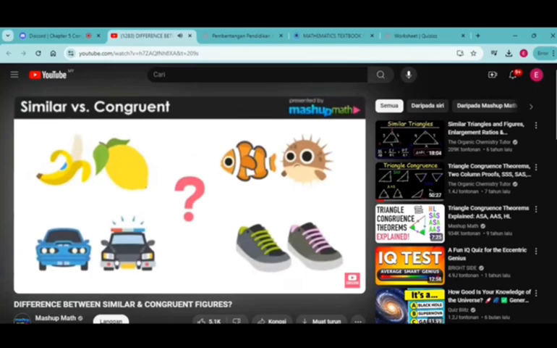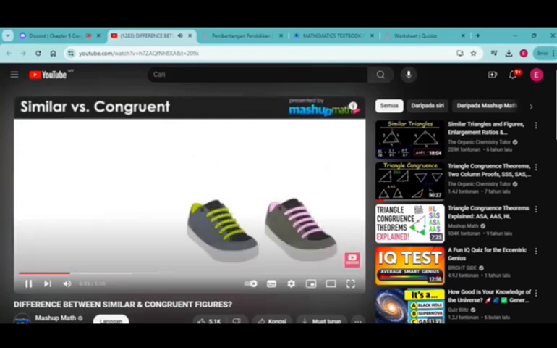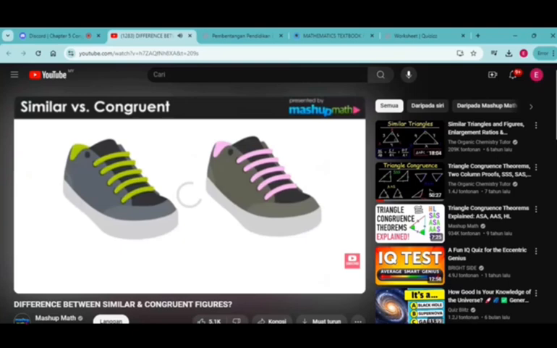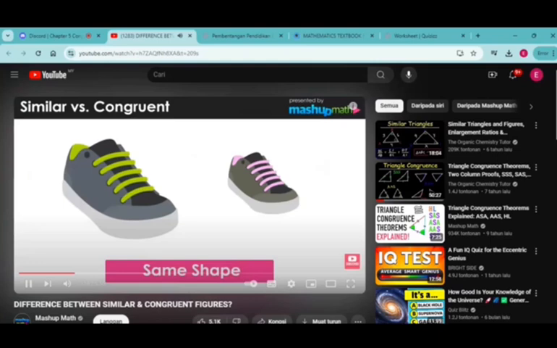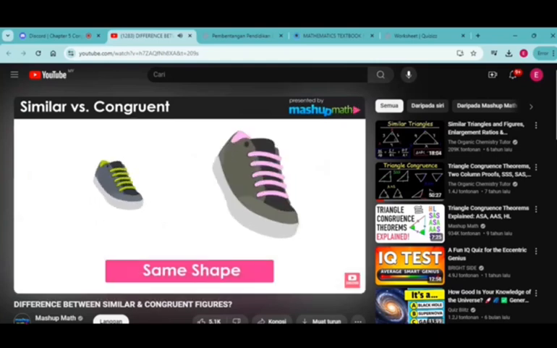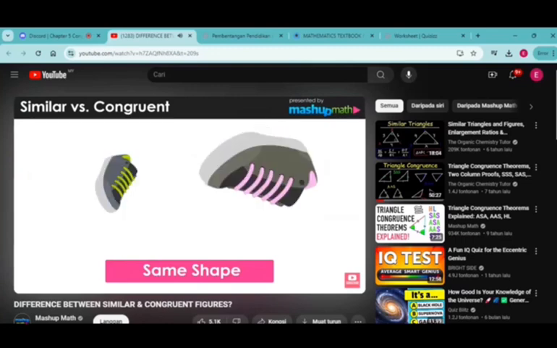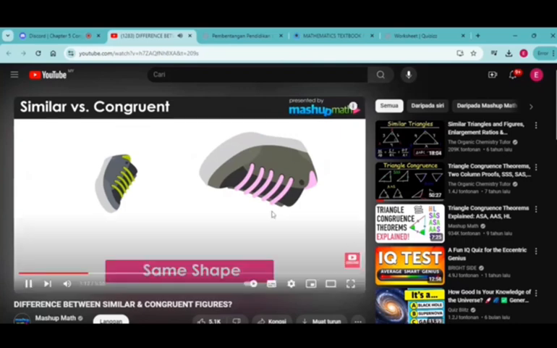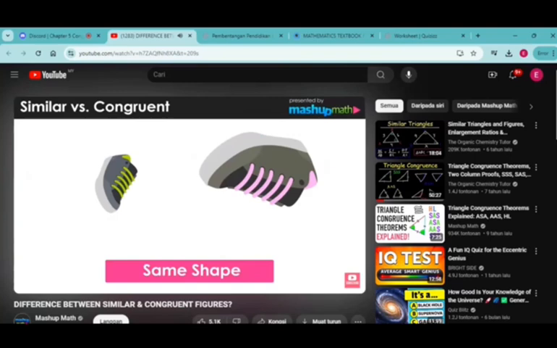So let's go ahead and explore that further by looking at the pair of shoes. Notice that despite being different colors, both images have the same shape. This is still true even when we change the size by making it larger or smaller. This is also still true when we change the orientation by rotating them in one direction or another. So now as we discuss two figures being similar, we are going to focus on whether or not they have the same shape.